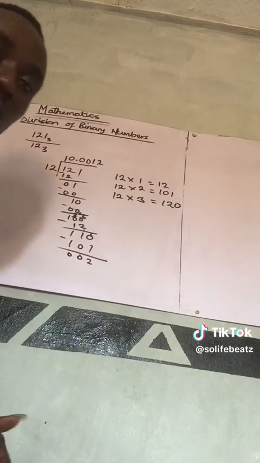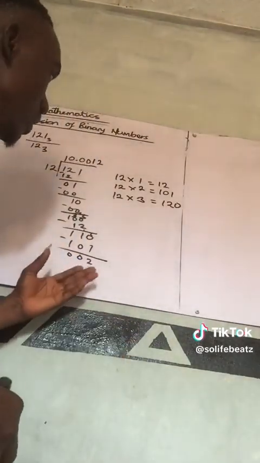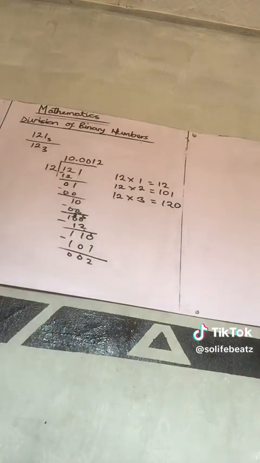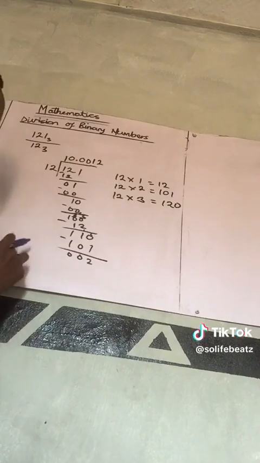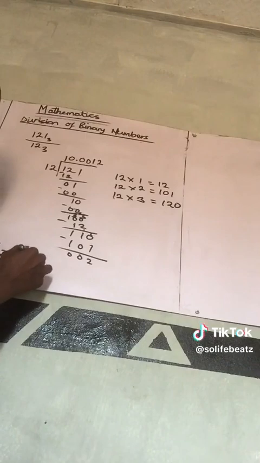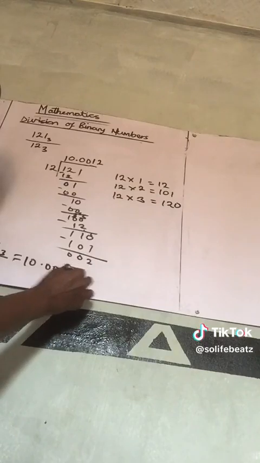So we keep on going. We'll still be getting answers. So I want to end it here. We have, this is 4 decimal places. So now we can say 12 divided by 12 base 3 equals what? 10 plus 0, 0, 1, 2 in base 3.